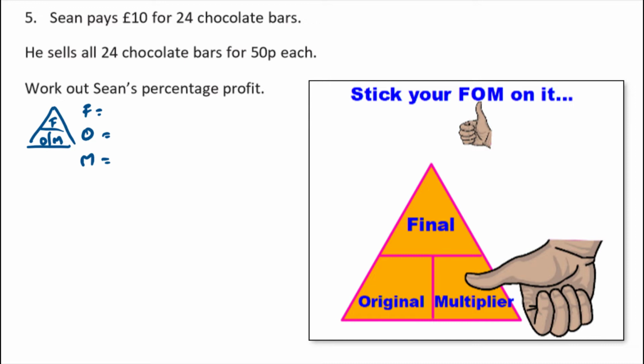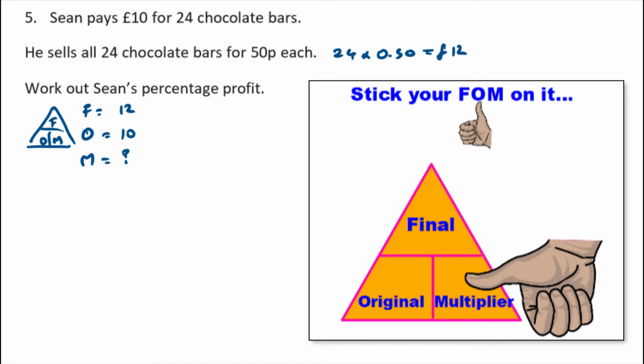So Sean pays £10 for 24 chocolate bars, and he sells 24 chocolate bars for 50p each. So what's that then? 24 times 50p. That comes out to be £12, doesn't it? Okay. So he buys them for 10 and he sells them for 12. So the original price was 10, and the final price was 12. And we want to work out the percentage profit, which is my M, my multiplier here.